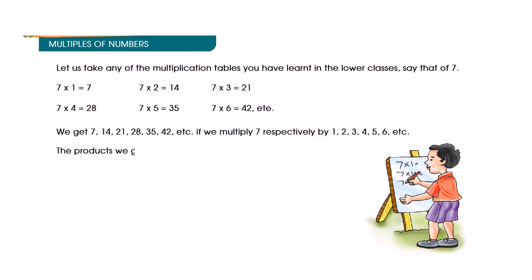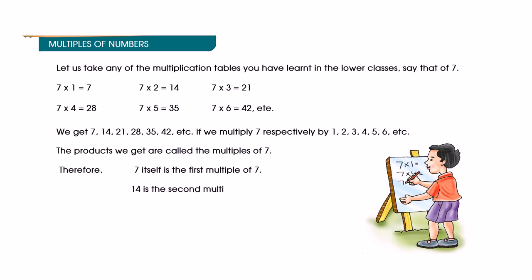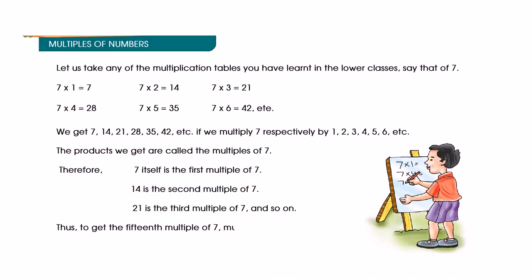The products we get are called the multiples of 7. Therefore, 7 itself is the first multiple of 7. 14 is the second multiple of 7. 21 is the third multiple of 7, and so on. Thus, to get the 15th multiple of 7, multiply 7 by 15. 7 into 15 is equal to 105. The 15th multiple of 7 is 105.